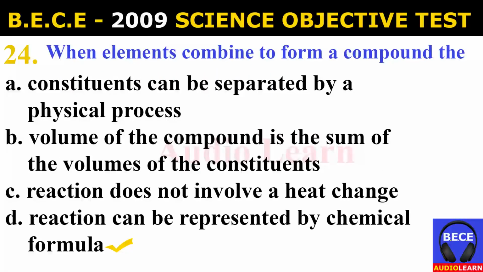Number 24. When elements combine to form a compound, the A, constituent can be separated by a physical process. B, volume of the compound is the sum of the volumes of the constituent. C, reaction does not involve a heat change. D, reaction can be represented by a chemical formula. And the answer is D. Reaction can be represented by a chemical formula. When elements combine to form a compound, the reaction can be represented by a chemical formula.